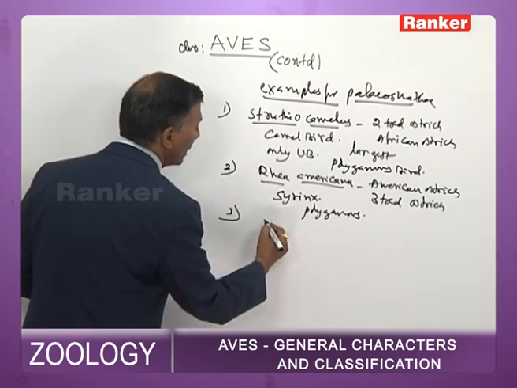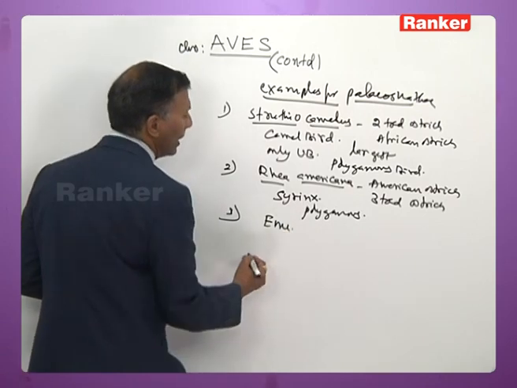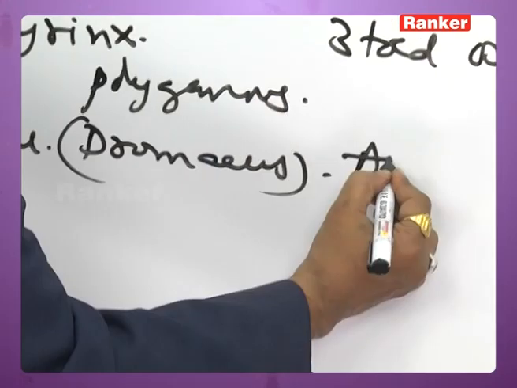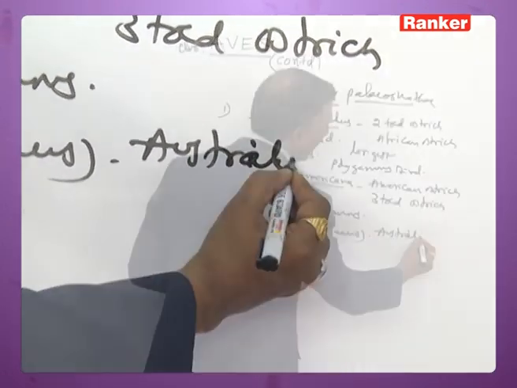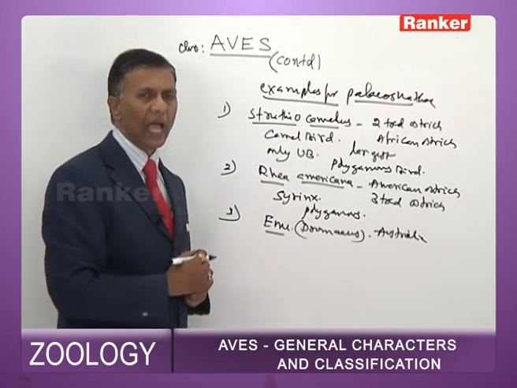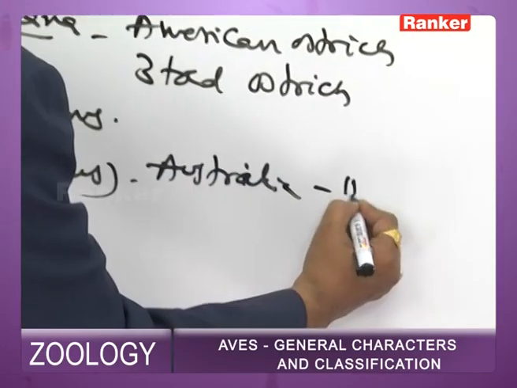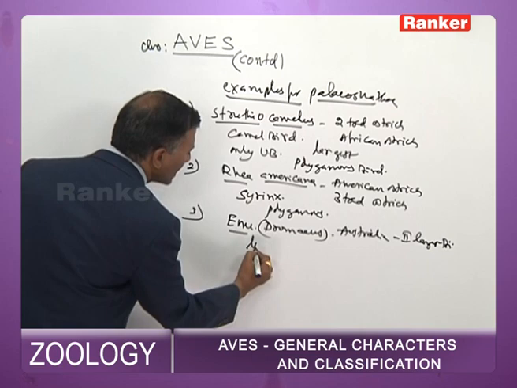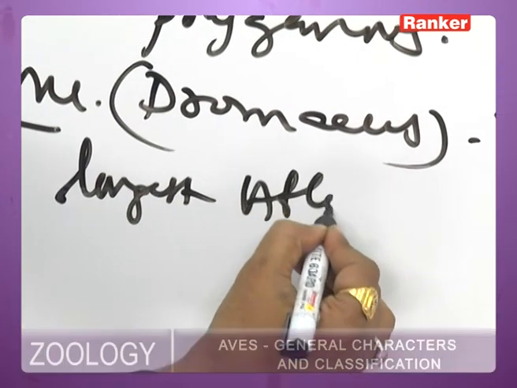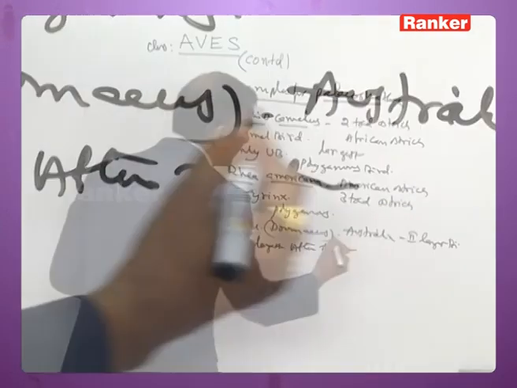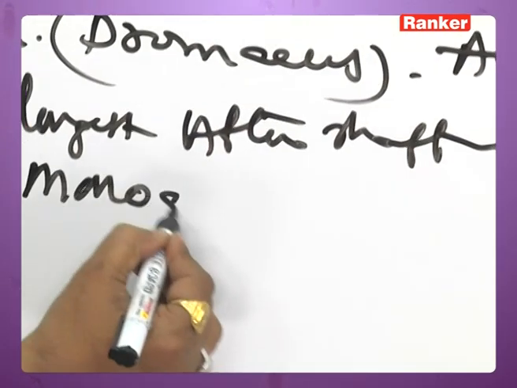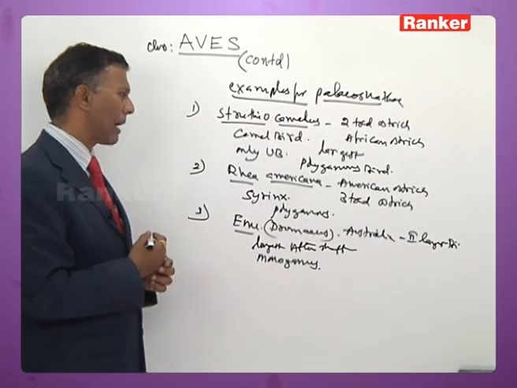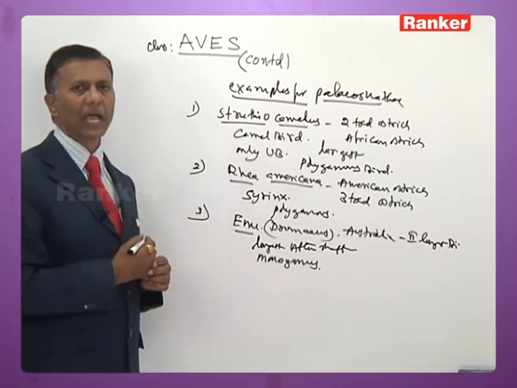The next you have another one, emu. Scientific name is Dromaius. It is found in Australia, and it is the second largest bird. It has the longest aftershaft, and it is a monogamous bird.